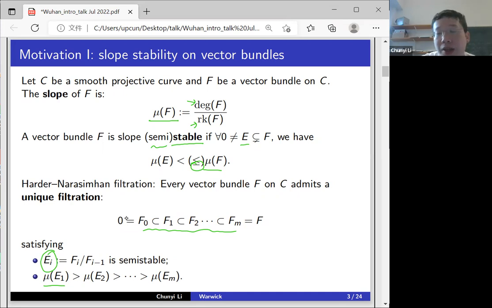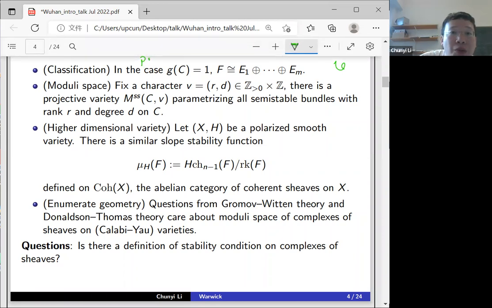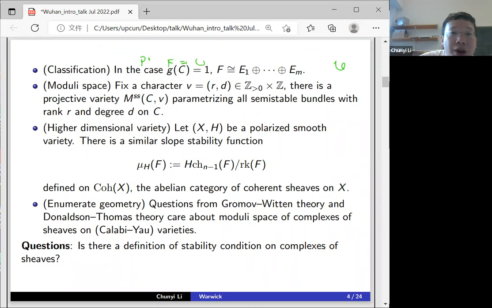That's the definition of slope stability, and why it is very useful for algebraic geometry. I listed some facts here. One thing is that in some cases it helps you classify all of the vector bundles on the curve. For example, on P1, every bundle is a direct sum of line bundles, and when the genus grows, the case becomes more complicated.